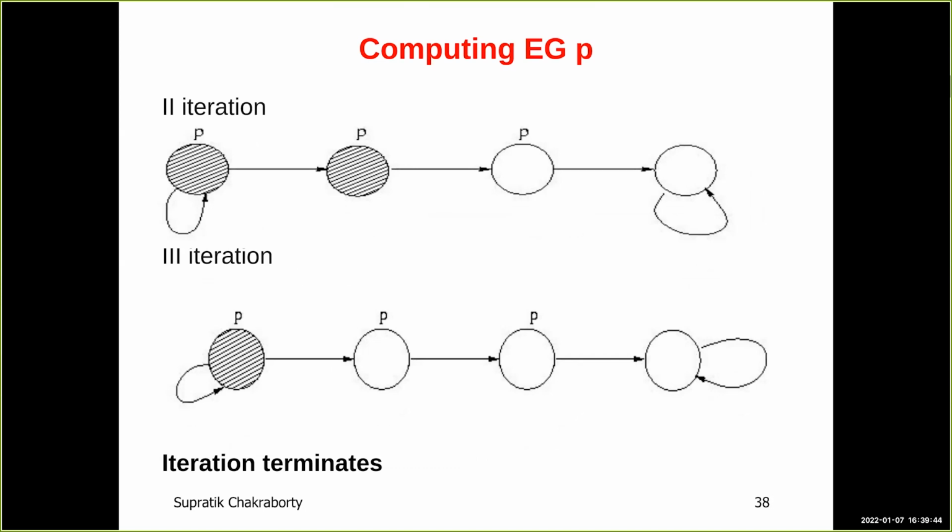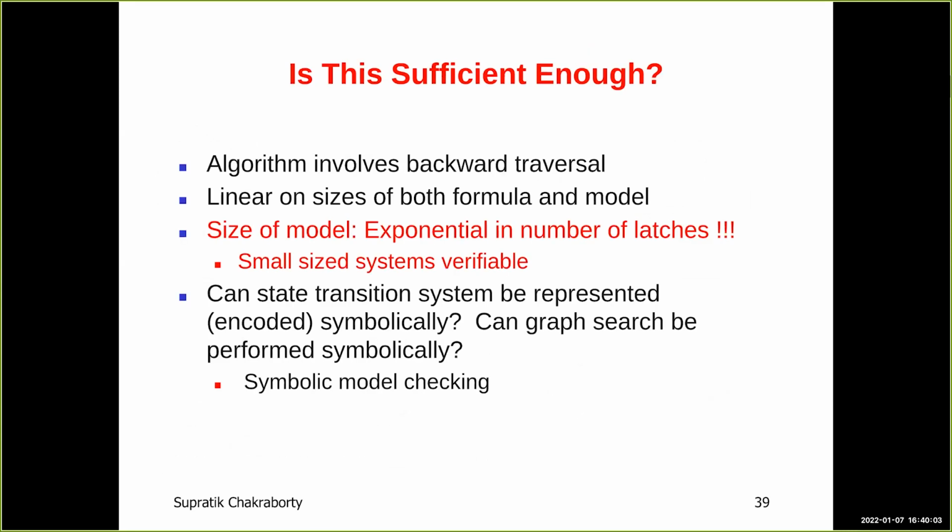So by repeating this process, if you wanted me to find out where AFP is true, I'll really do EG negation P. And whatever states are not marked with EG negation P, I know that AFP would be true there, because negation of AFP is EG negation P. Okay. So that is why it's sufficient to use these E formulas, and that's just this backward traversing.